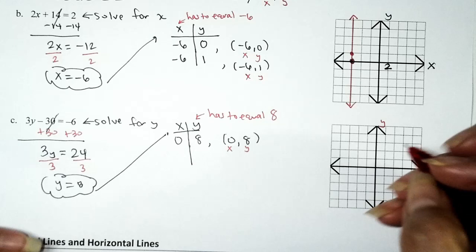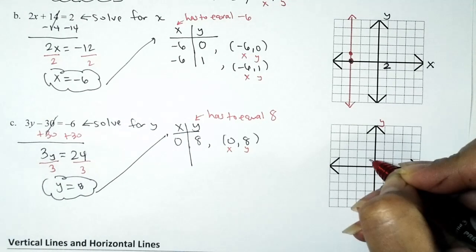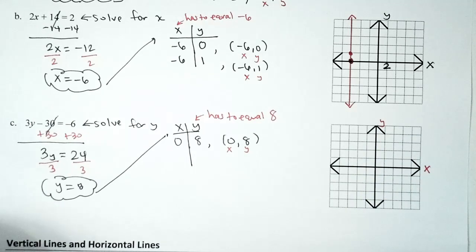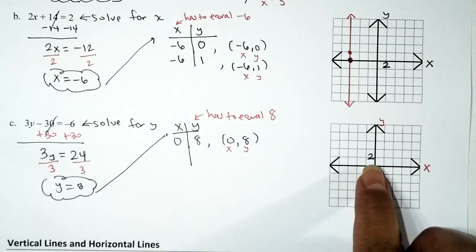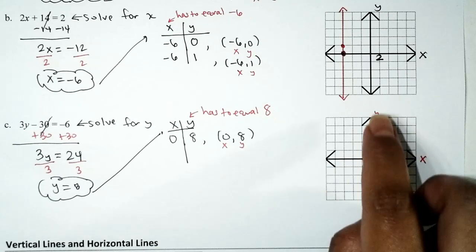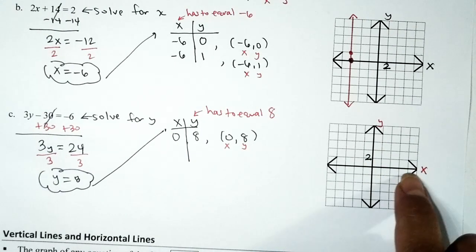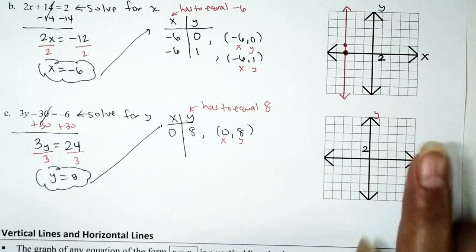Okay, so let me see if I would have enough space if we count by 2. So if we count by 2, this is 2, 4, 6, 8. Yeah, we have enough space. So let me go ahead and put the tick mark. Let me go ahead and label the scale by 2. We didn't adjust the x-axis, so the scale on the x-axis is still at 1. The scale on the y-axis is now 2.